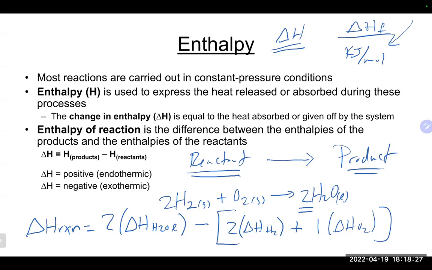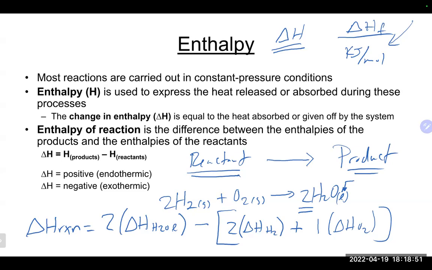A couple of things that are really important when you look up this table is you want to make sure that you look things up in the correct state. For example, water is a very common one. Water could come in liquid, gas, or solid form. So if you have water in the solid form, you want to make sure you look it up in the solid form versus if you had water in the liquid form.